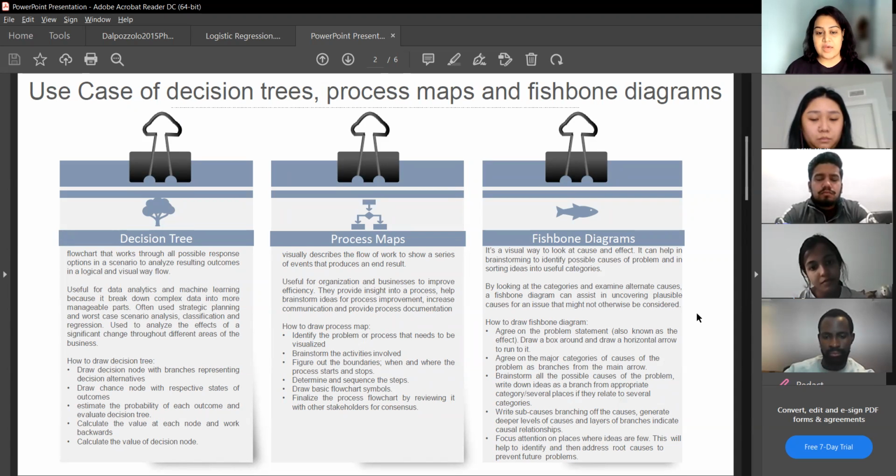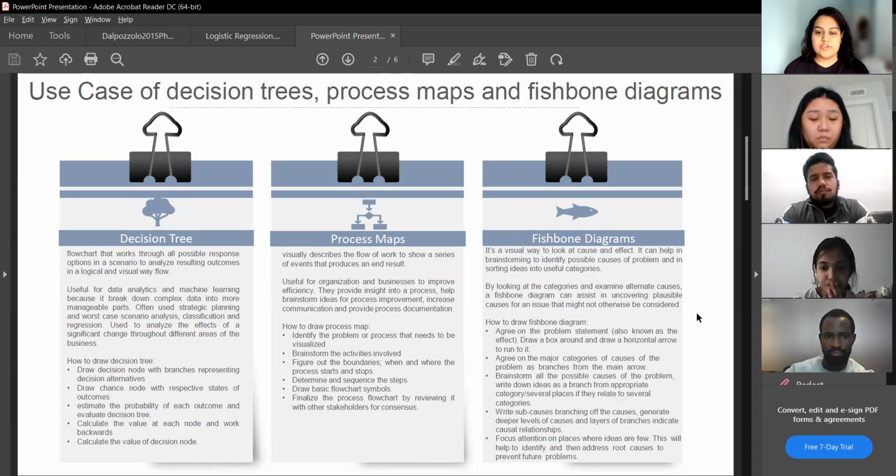Again, we have listed the steps to draw process maps. First is to identify the problem and process that needs to be visualized, brainstorm the activities involved, figure out the boundaries, when and where the process starts and stops, determine the sequence of steps, draw the basic flowchart symbols, and finalize the process flowchart by reviewing it with the other stakeholders and taking their consensus.